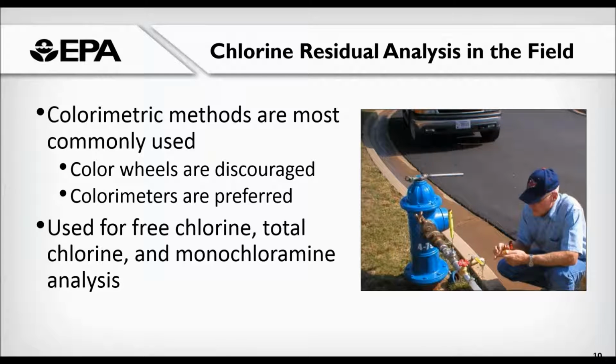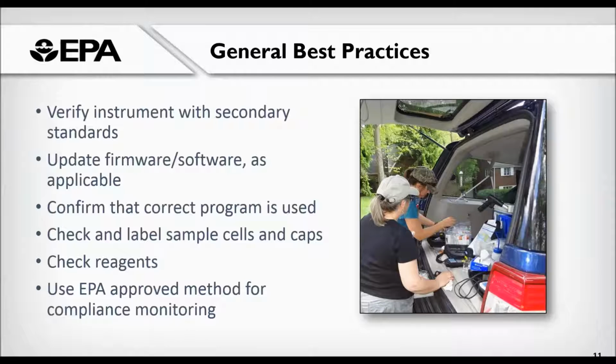So there's different models and manufacturers out in the market. We strongly suggest that you consider both the cost of the instrument as well as the cost of reagent when selecting an instrument, and also consider the functionality of the instrument. Some instruments just measure a single parameter, and there's other ones out there that measure various parameters. So depending on your budget and your needs, those are some things to consider. There are colorimetric methods for free chlorine, total chlorine, as well as monochloramine. So in the next few slides, I'm going to talk a little bit about each of those different parameters. But first, I'm going to talk about some general best practices.